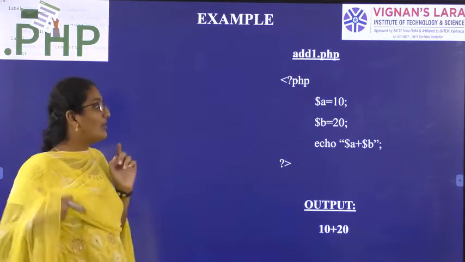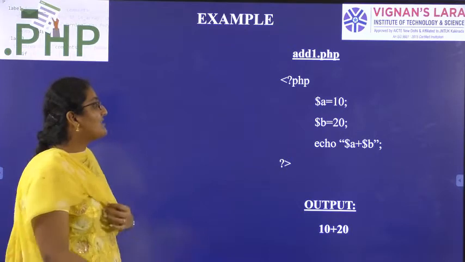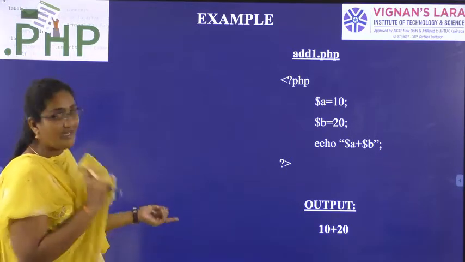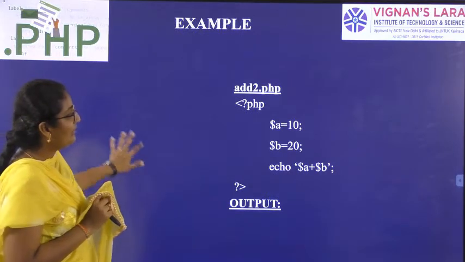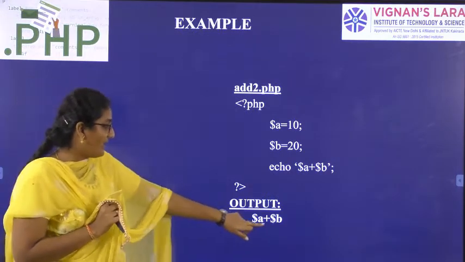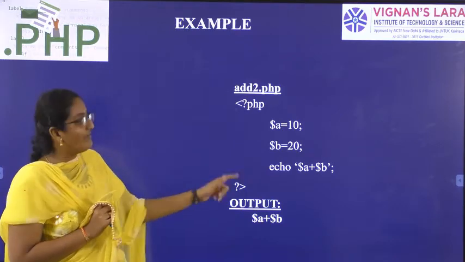Here we have used double quotations in the echo statement. So the assigned values for $A and $B, 10 and 20, came in the output. Here we have used single quotations. So as it is, $A and $B came in the output, not the assigned values.